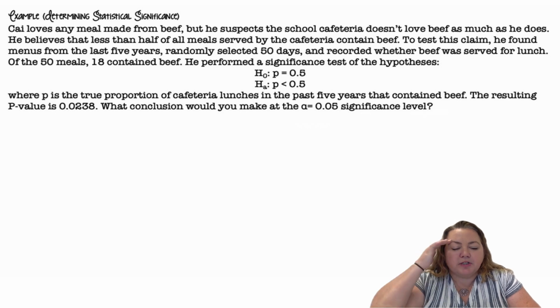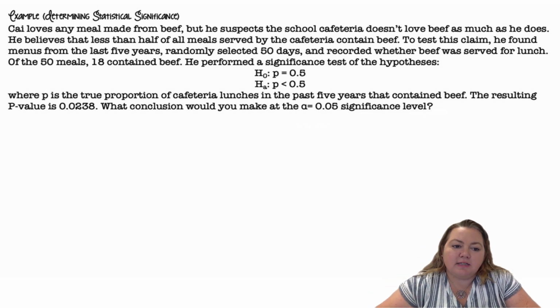All right, an example, determining statistical significance. Kai loves any meal made from beef, but he suspects the school cafeteria doesn't love beef as much as he does. He believes that less than half of all meals served in the cafeteria contain beef. To test this claim, he found the menus of the last 5 years, randomly selected 50 days, and recorded whether beef was served for lunch. Of the 50 meals, 18 contained beef.